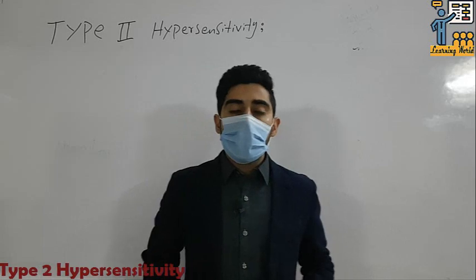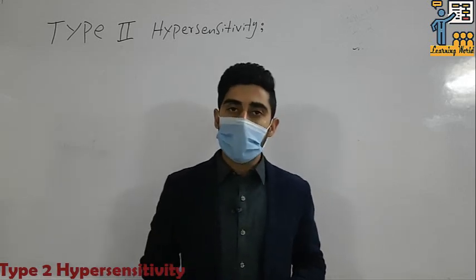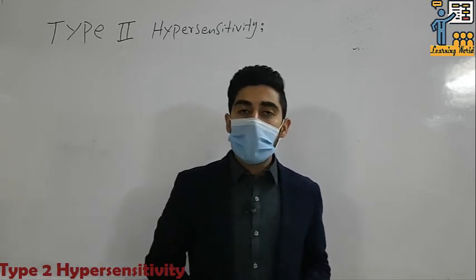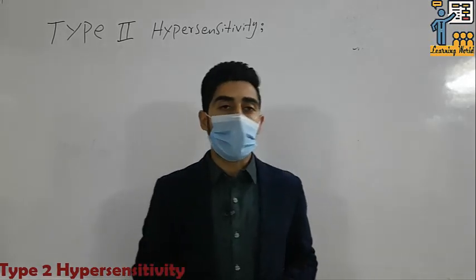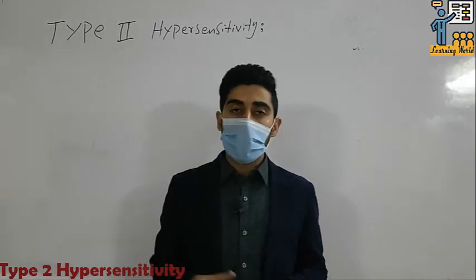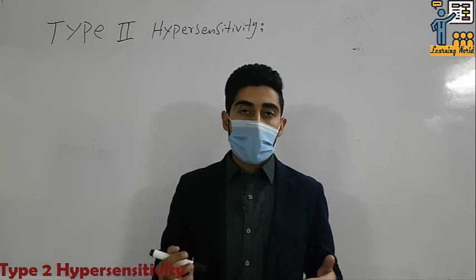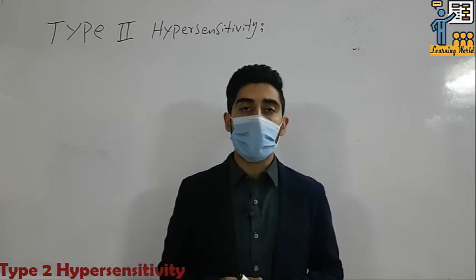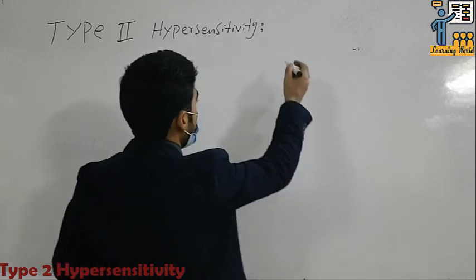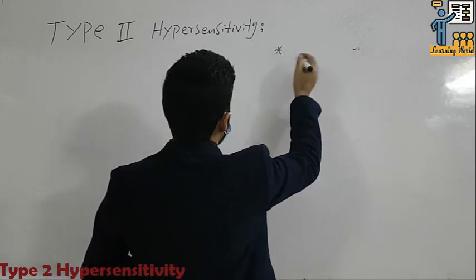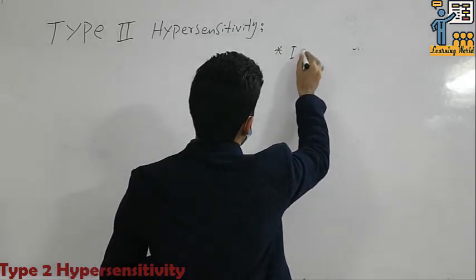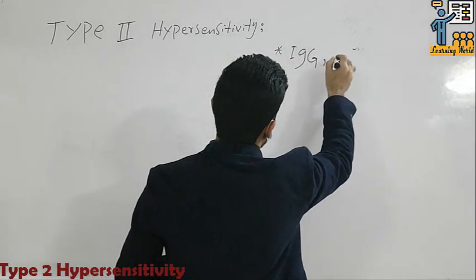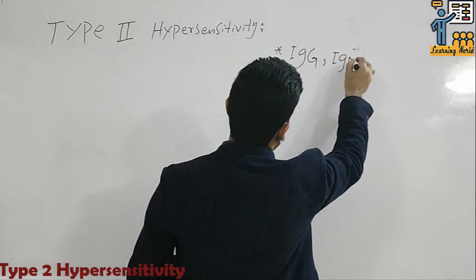In today's segment, we will talk about the type 2 hypersensitivity reaction, and what will occur inside it. There are several important components present in the type 2 hypersensitivity reaction which play the most important role in this type of reaction. The antibodies present in the type 2 hypersensitivity reaction are IgG antibodies and IgM antibodies.